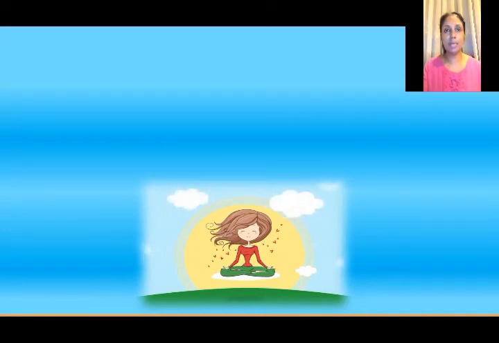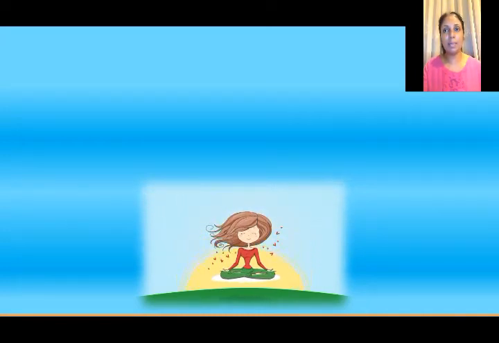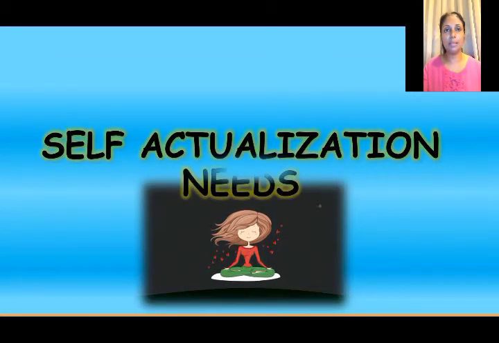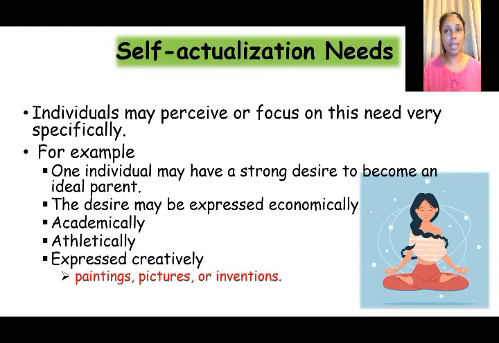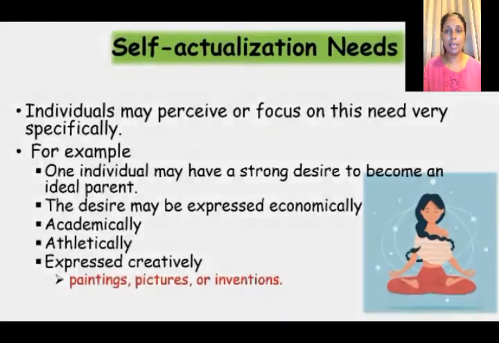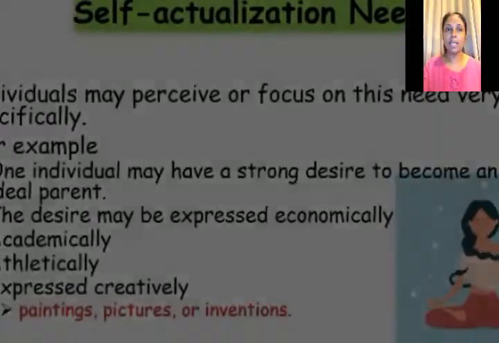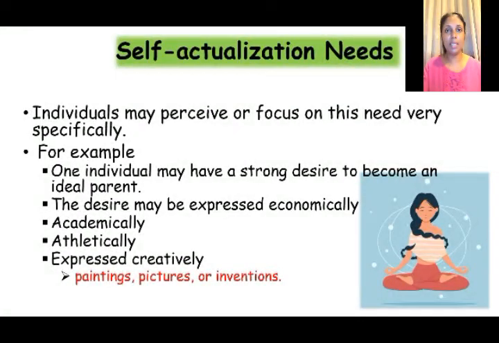Maslow describes this level as the desire to accomplish everything that one can, to become the most that one can be. An individual may perceive or process this need very specifically. For example, one individual may have a strong desire to become an ideal parent. In another, the desire may be experienced economically, academically, or athletically. For others, it may be expressed creatively in painting, pictures, or inventions.